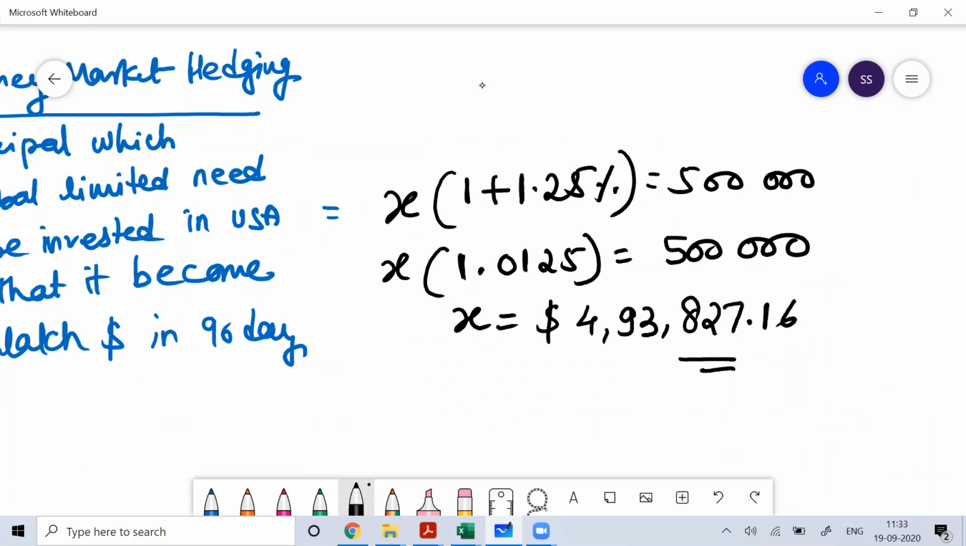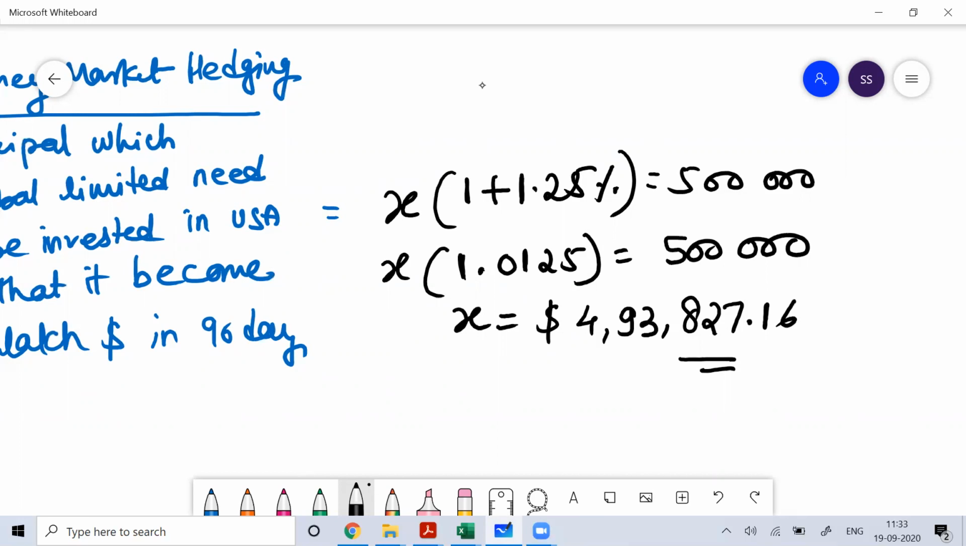If they invest 4,93,827.16 in USA for 90 days, it will become $5 lakh. And once it becomes $5 lakh, they can pay the money. That is the agenda. But this is an Indian company.